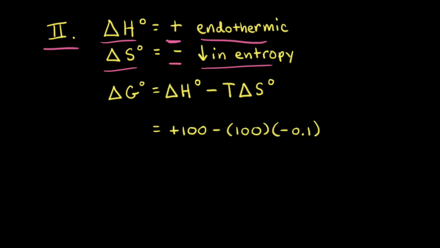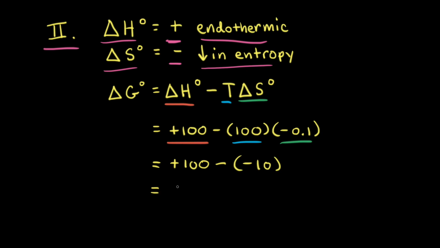Once again, we're going to plug in some numbers and solve for delta G naught. So for delta H naught, let's say that's positive 100. For the temperature term, let's say that's 100, and for delta S naught, let's say that's negative 0.1. When we do the math, we get positive 100 minus negative 10, which is equal to positive 110. So delta G naught is positive.